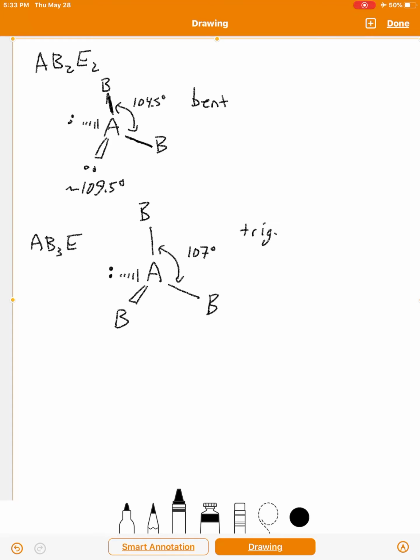trigonal pyramidal. Looks like a little pyramid. Okay.